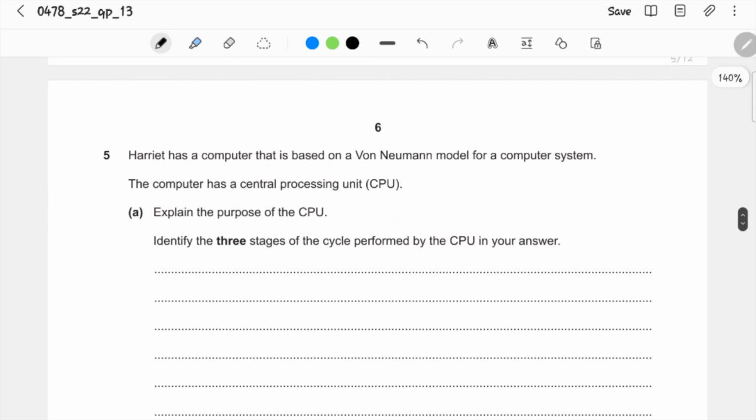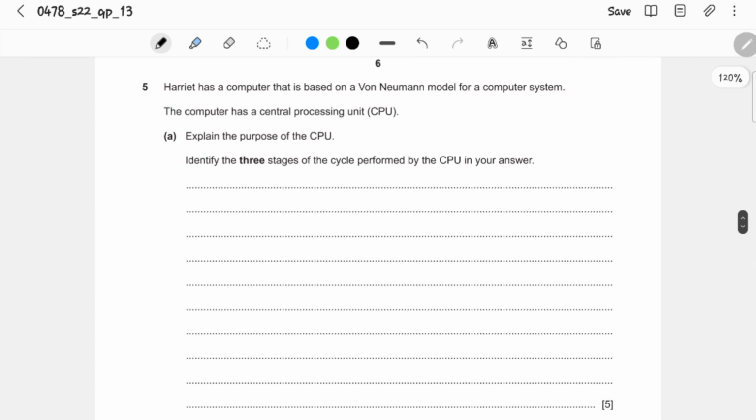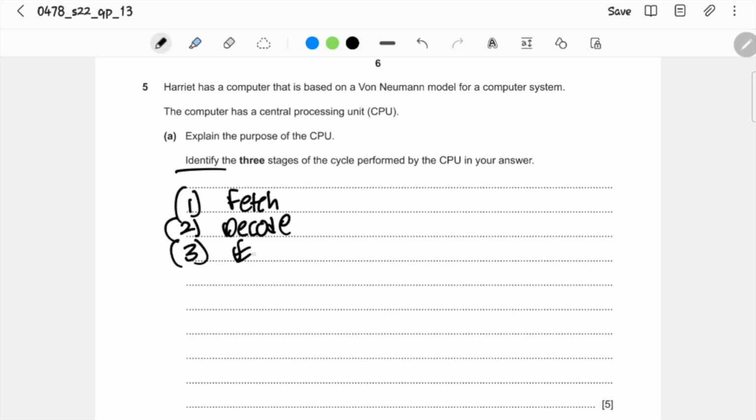Okay, Harriet has a computer that is based on the von Neumann model for a computer system. The computer has a CPU. Explain the purpose of a CPU. Oh, okay, CPU. Isn't it just fetch, execute, calculations? Okay, it's just identify, so we are in luck. You can just write fetch, decode. Literally, if you just write this, you get 3 marks.